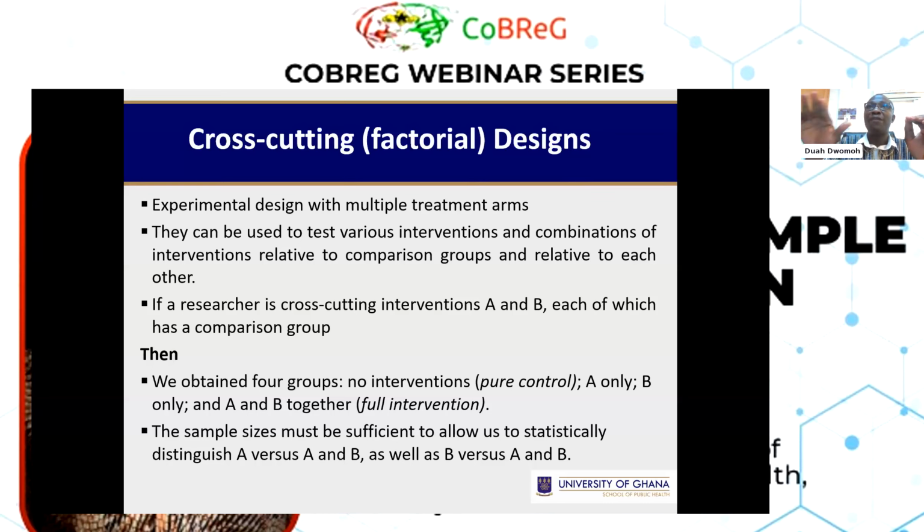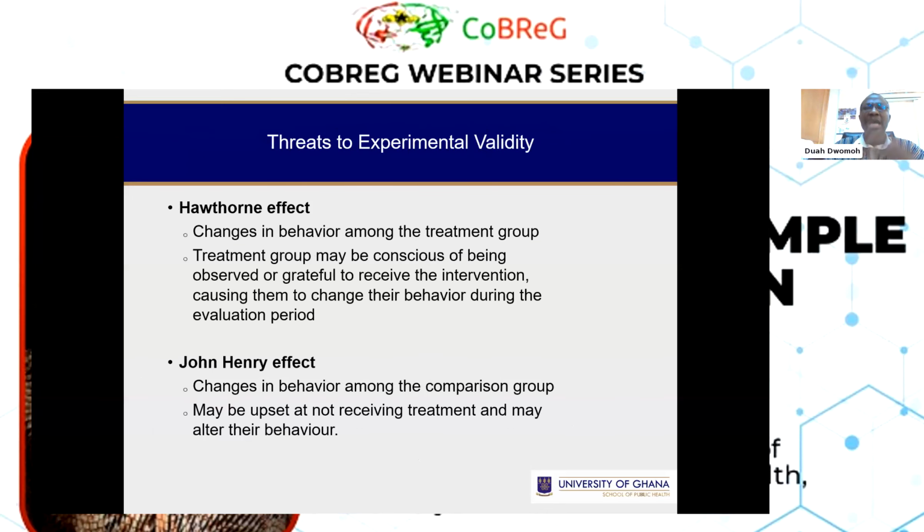Okay, so if you have about 4 different levels of the intervention or 4 different interventions, and you want to evaluate it using experimental study design, then of course your sample size could be multiplied by a factor of say 4, relative to if you have used only 2 levels or 2 different treatment categories. Okay, now let's look at some threats to experimental study design.